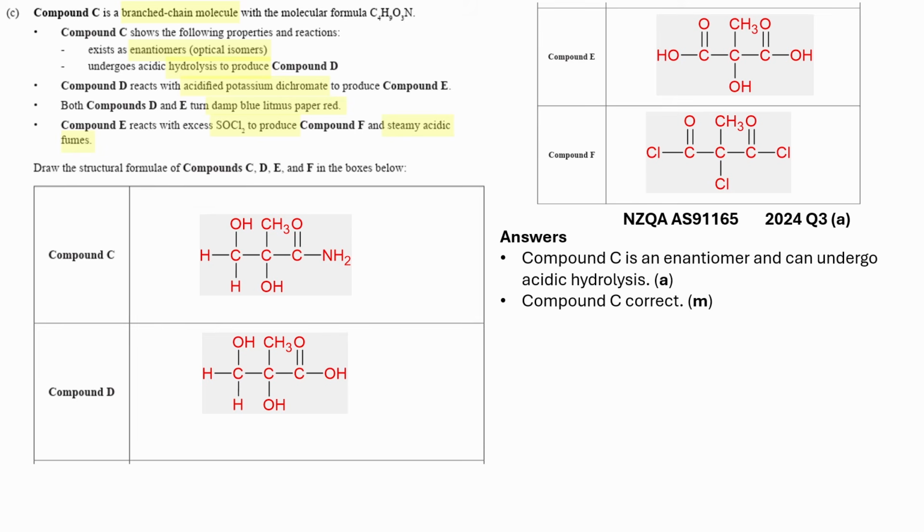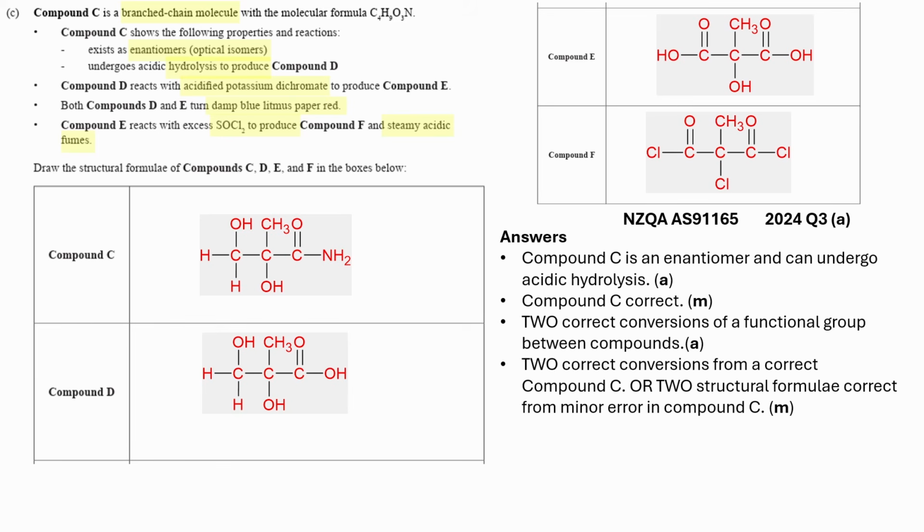If you got compound C correct, because it was quite complicated, quite a bit of thinking around this, you got a merit. If you did 2 correct conversions of functional group between compounds, so let's say you got compound C entirely wrong, but then you did hydrolyze it to form compound D, you get an achieved. If you do 2, so you would also have to do an oxidation or a substitution on the final reaction. If you did 2 correct conversions from a correct C, so you did 2 steps correctly, let's say you didn't do the last step and substitute all of the OHs, then you're a merit.